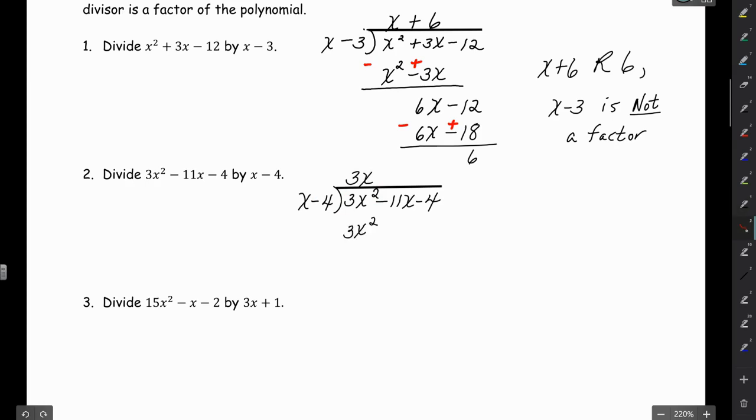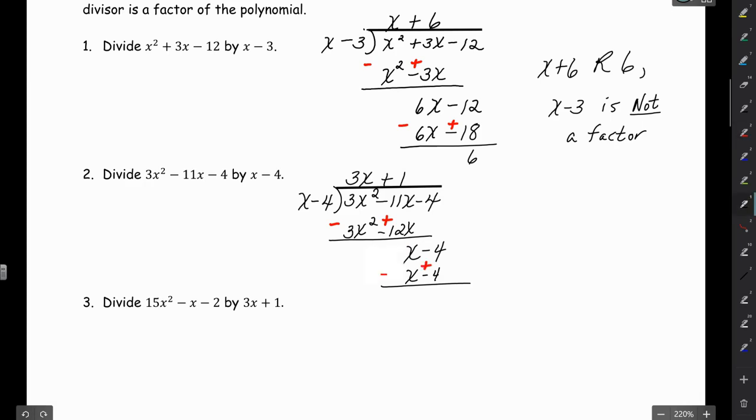And then 3x times negative 4 would be negative 12x. Sign change. Add them together. Bring down the minus 4. X times what gives me x? Well, just times 1. 1 times x is x. 1 times negative 4 is negative 4. Sign change.